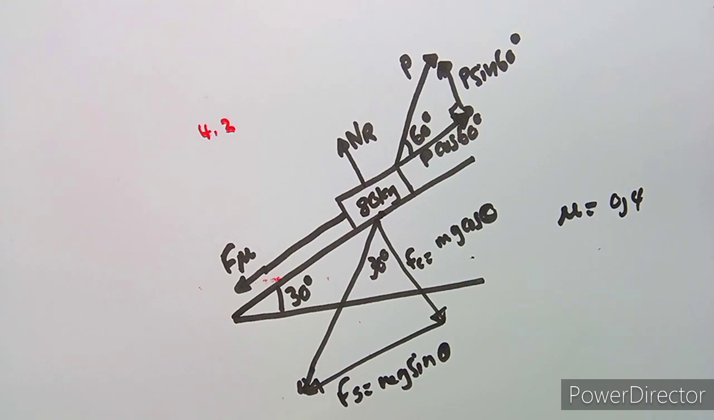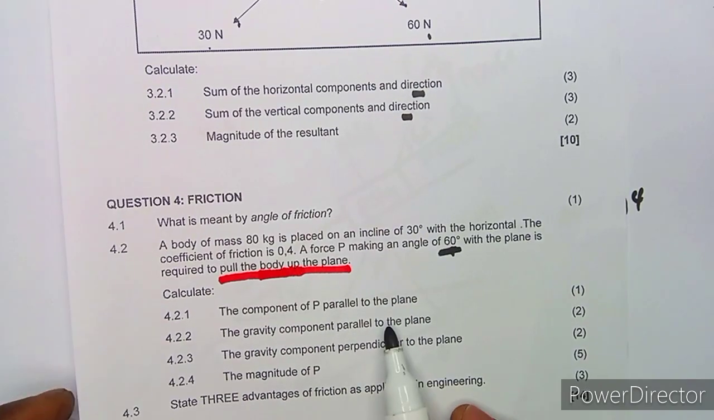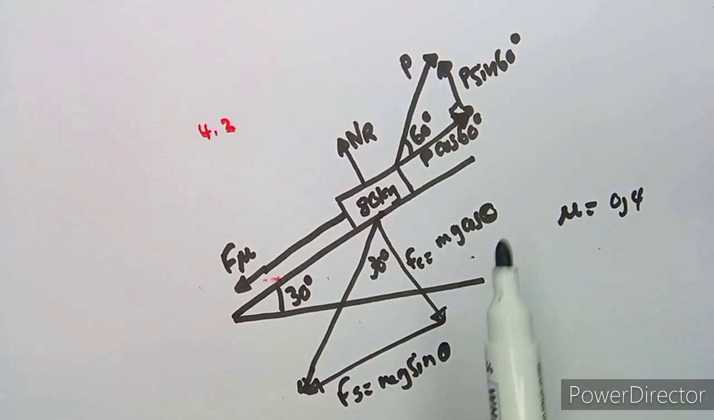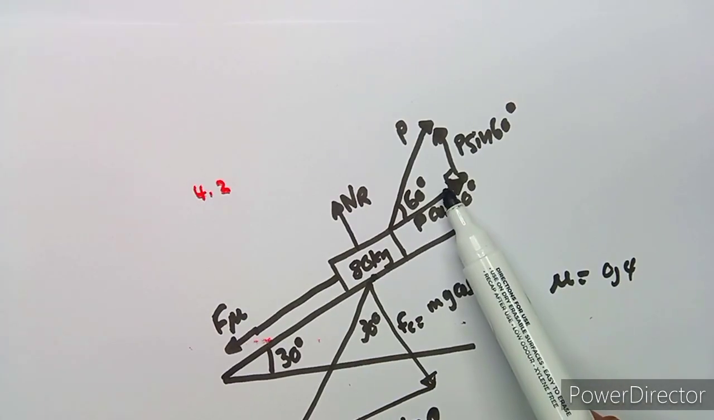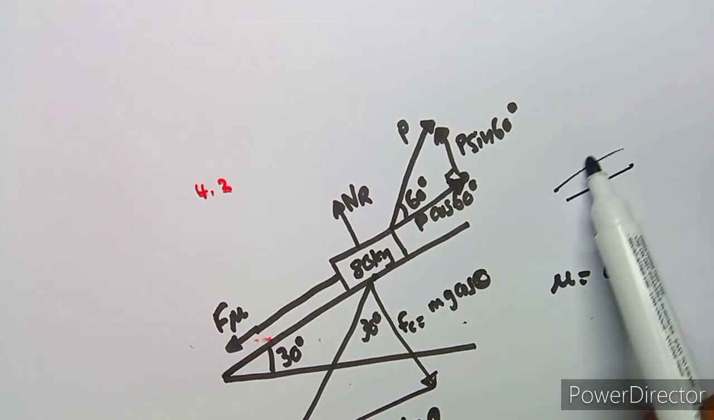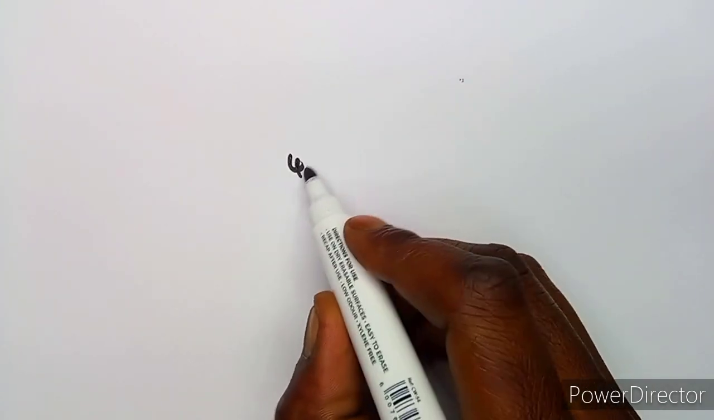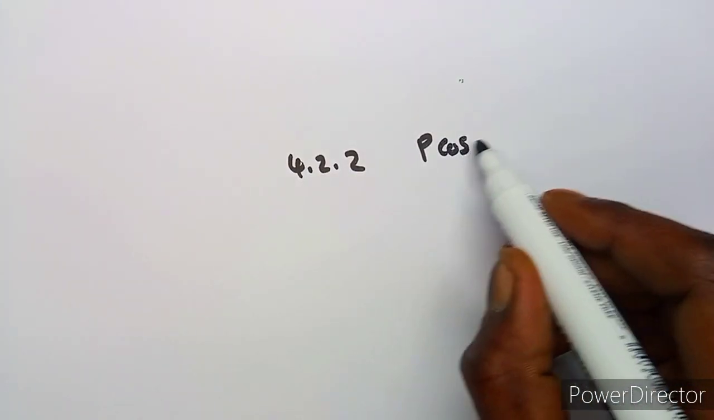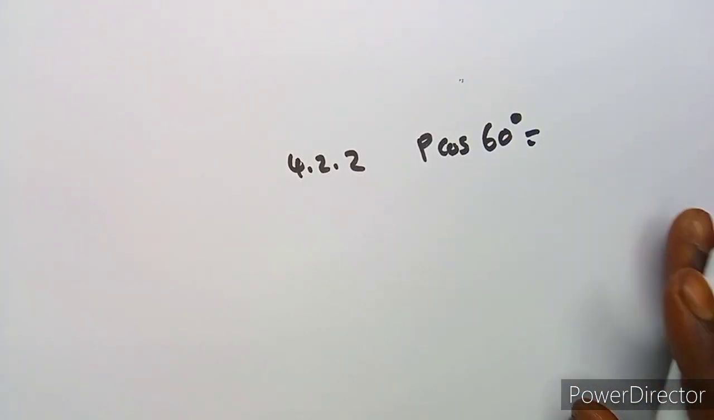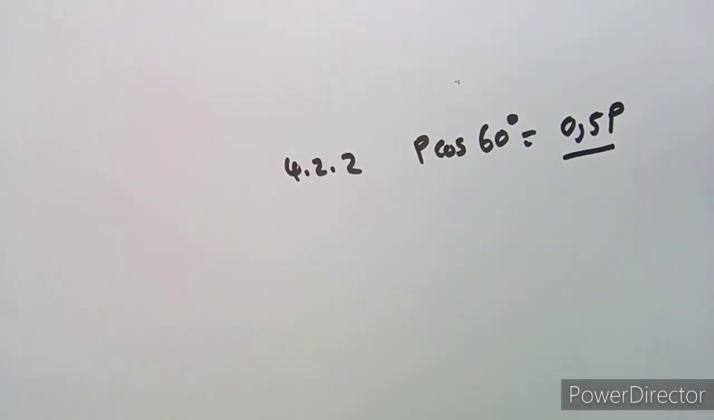Okay, anyways, let's try and attempt the questions now, which is the first question, which is the component P parallel to the plane. So which one? The component P, we are back to here. Remember, these are the components of P. Which one is parallel to our plane? This one is the one that is parallel. So it's going to be P cos 60 degrees. So this is 4.21, which is P cos 60 degrees. But P cos 60 degrees can be simplified if you want, which is going to give you 0.5P. If you want, you can write it as 0.5P.